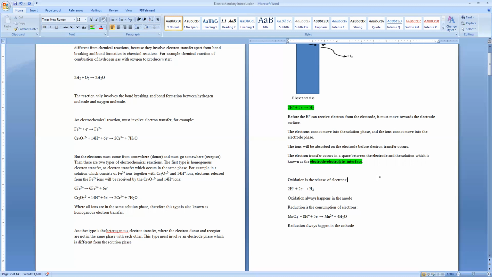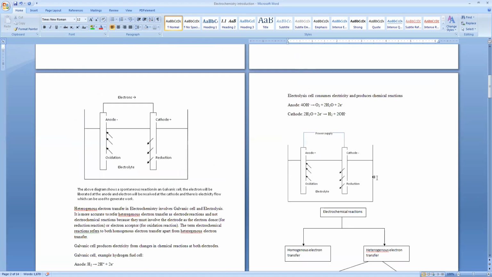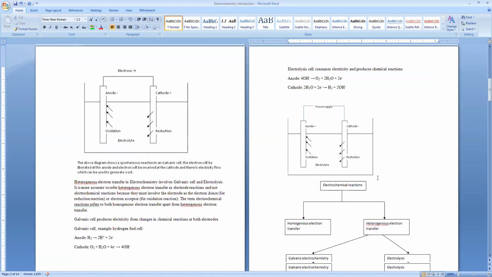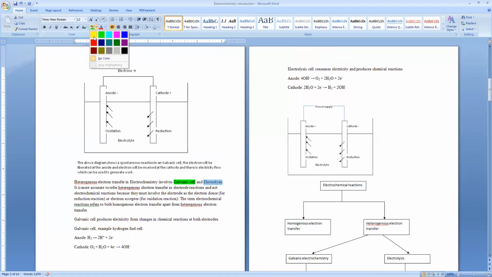Like we have seen, oxidation is the release of electron, and oxidation always happens at the anode. Reduction is the consumption of electron, and reduction always happens at the cathode. Moving on, from this heterogeneous electron transfer reaction, we have two types of electrochemistry here. One involves the galvanic cell, in green, and the other is the electrolysis cell, in yellow.